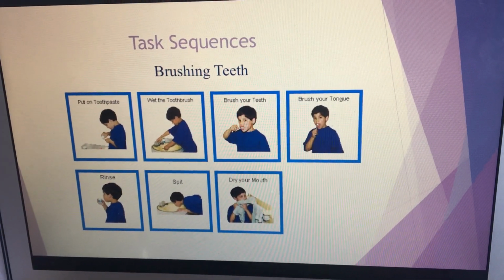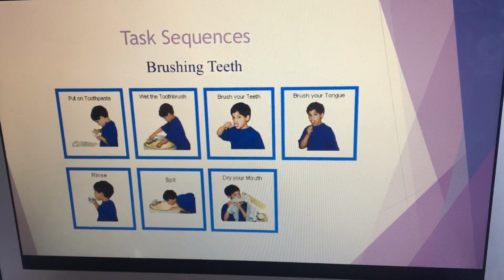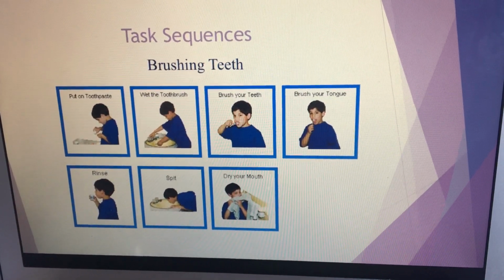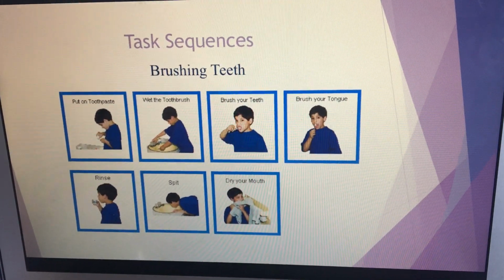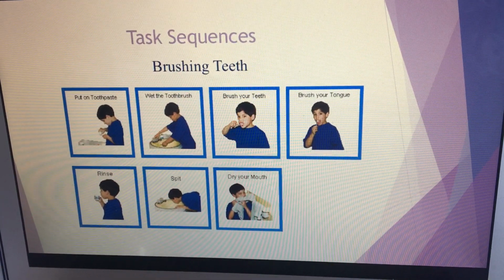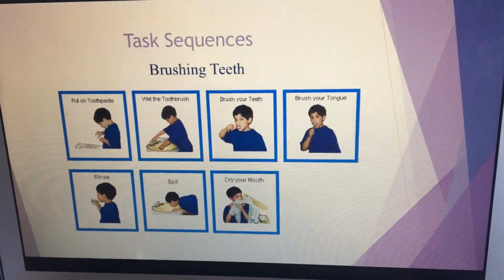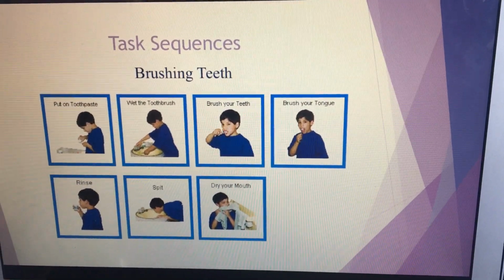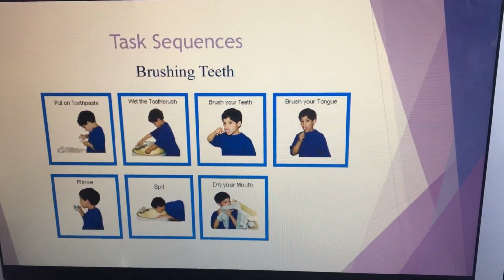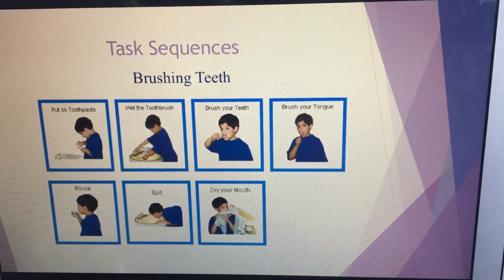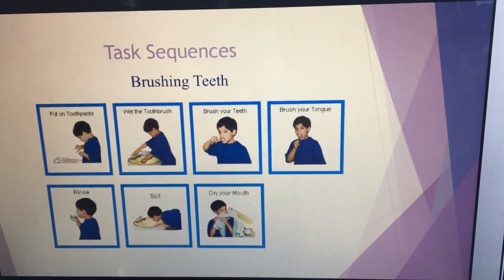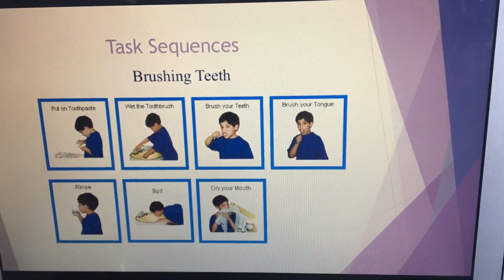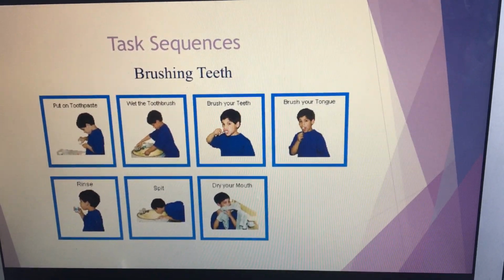We also use visuals for task sequences. So you might have on your picture schedule that it's time, a picture of brushing teeth, but then a child might need the task sequence in the bathroom so that they know the steps for that. And other examples for that are hand washing and using the toilet. So put on toothpaste, wet the toothbrush, brush your teeth, brush your tongue, rinse, spit, dry mouth.